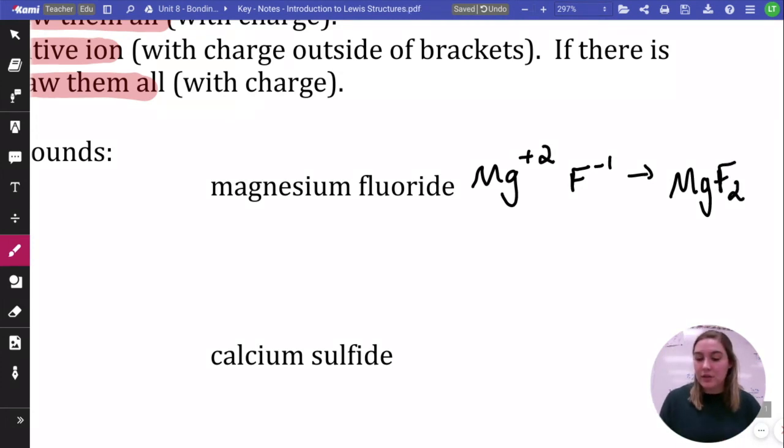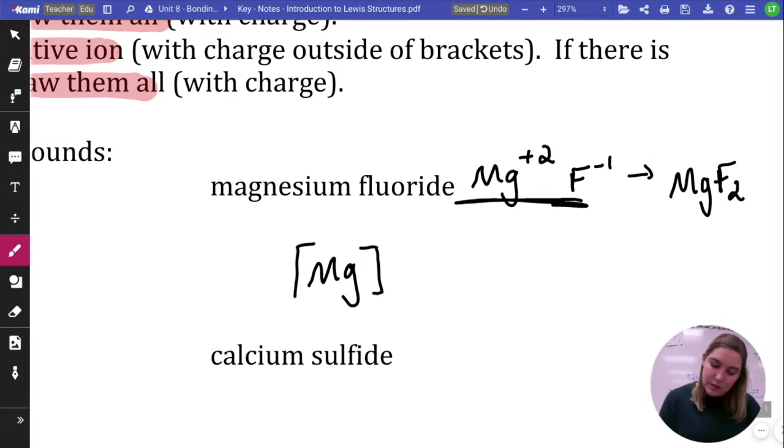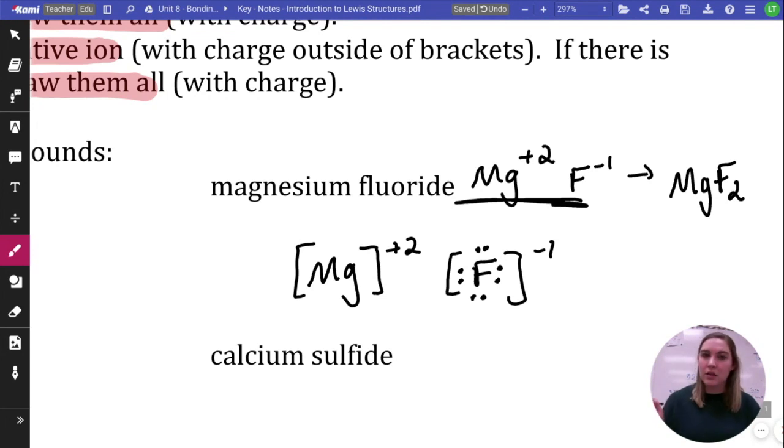Now we're going to use these charges that we just determined to draw our structures. Magnesium has a positive 2 charge, so that means it's lost 2 electrons. Magnesium only has 2 valence electrons, so it's lost all of its valence electrons. So it's going to be Mg with a positive 2. Fluorine has a negative 1 charge, so it's gained 1 electron. It had 7 valence electrons, it's gained 1, so it now has 8. It's going to be F negative 1. So those are my Lewis structures for each of my 2 ions here.